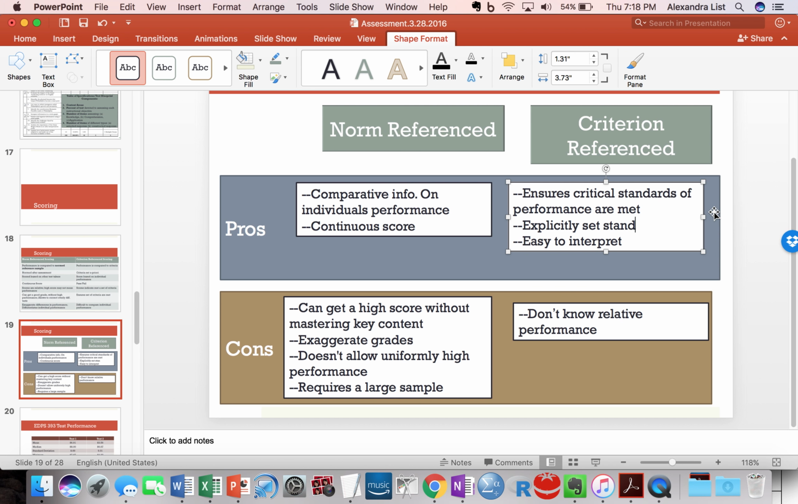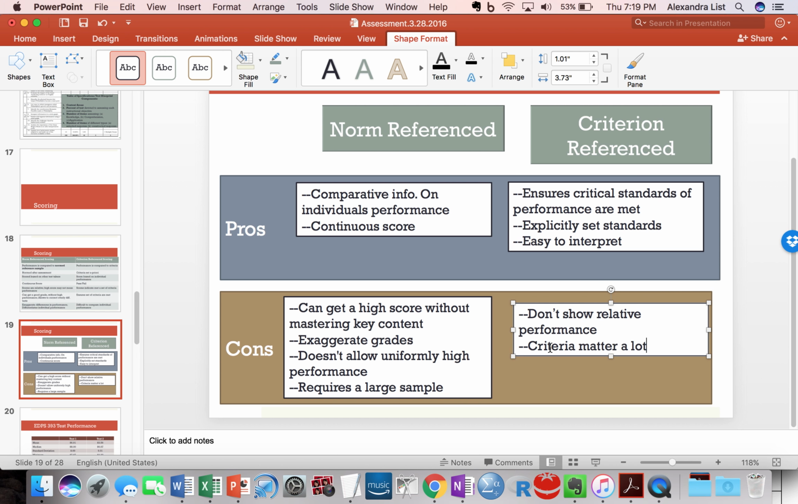Explicitly set standards, which goes hand in hand with there being criteria. And of course, it ensures that you reach a certain level of competency. It doesn't show relative performance. And of course, with criterion reference tests, the criteria matter a lot. I don't know if that's exactly a con, but what that means is you have to ensure that you're really identifying the essential pieces of knowledge that individuals need to have when you're scoring this, and you have to ensure that you're willing to let them fail, really fail, if they are not meeting one of those criteria.